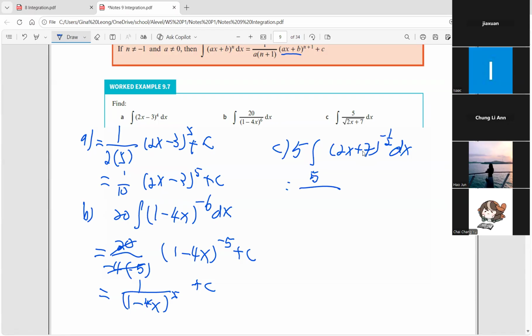Same case, we do 5 over dy dx. This one I get 2. This one minus, I get half. Copy the same thing again, and then this one is half, plus C. So I can cancel this one. So in the end I will get 5 square root of (2x plus 7) plus C. That's all. Any question?